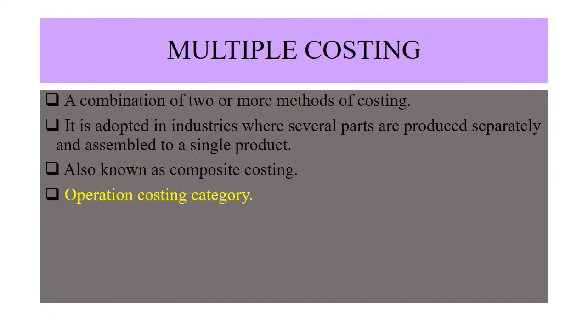This method of costing is an application of two or more methods of costing in respect of the same product. It is used in industries where a number of components are separately produced and assembled into a final product. This method is suitable for industries manufacturing bicycles, motorcycles, televisions, air conditioners, etc. This method of costing is also known as composite costing.